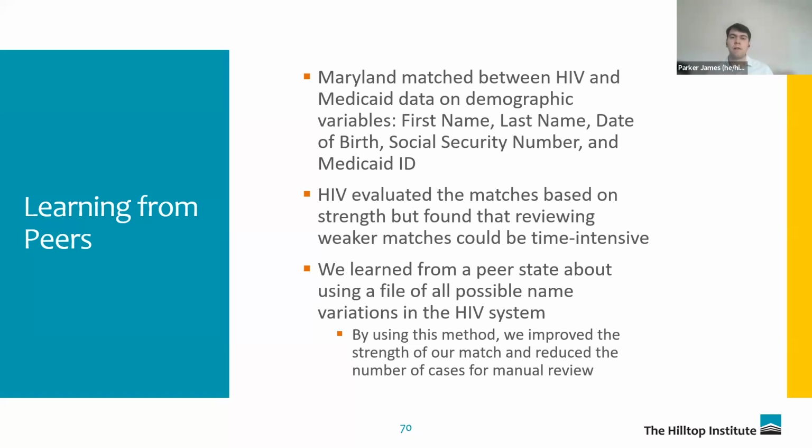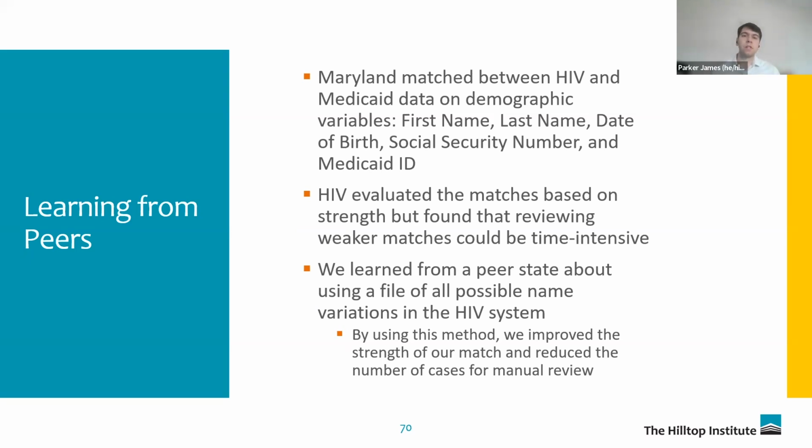So by participating in the collaborative, we actually learned from a peer state about a method where we could use a file of all possible name variations, or an alias name file on the HIV side, to make that match a little easier. So just as an example, my name's Parker James. It often gets flipped to James Parker, or maybe Patrick James or something like that. So by using this method, we would pull all of those different variations that have ever been submitted for a person on the HIV side. They're all linked by a common ID, and then we would match each record to Medicaid.